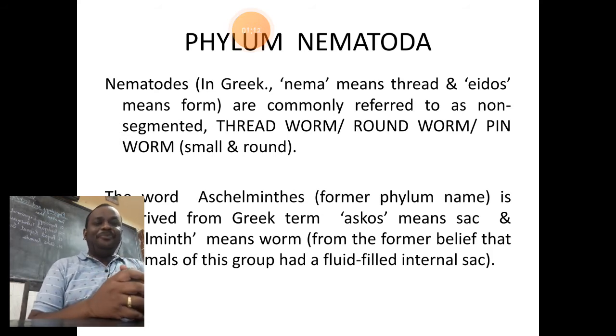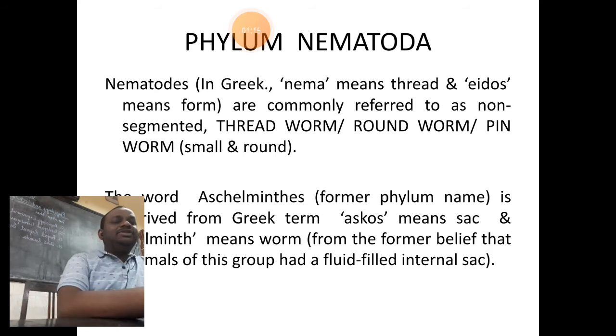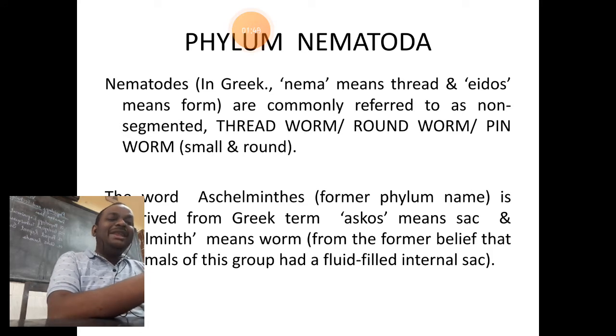The term Nematoda is derived from two Greek terms, nema and eidos. Nema means thread, eidos means forms. So, Nematoda refers to thread-like worms or roundworms. As they have a cylindrical, elongated, small and unsegmented round body, they are called roundworms. Due to the small size, they are also commonly called pinworms. It was before the actual scientific study of these worms.